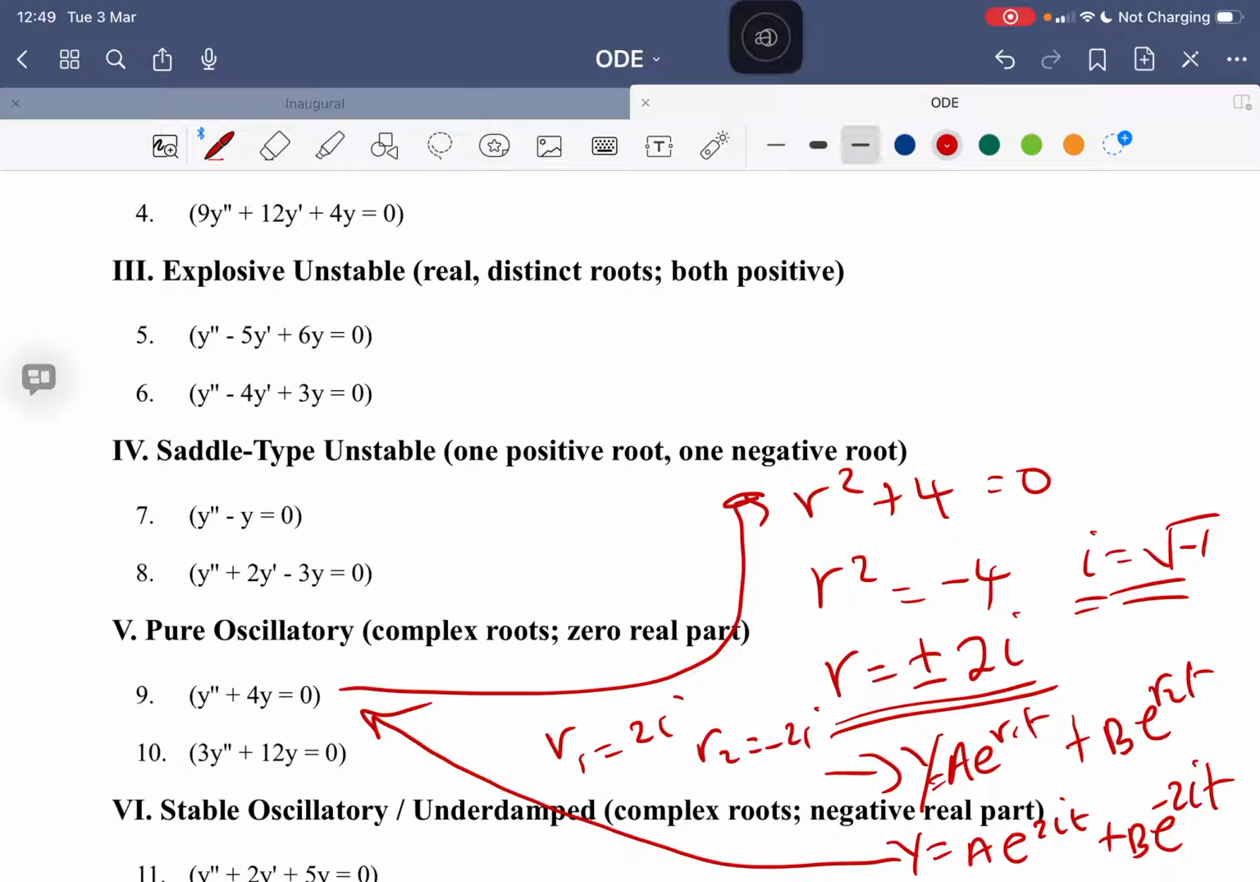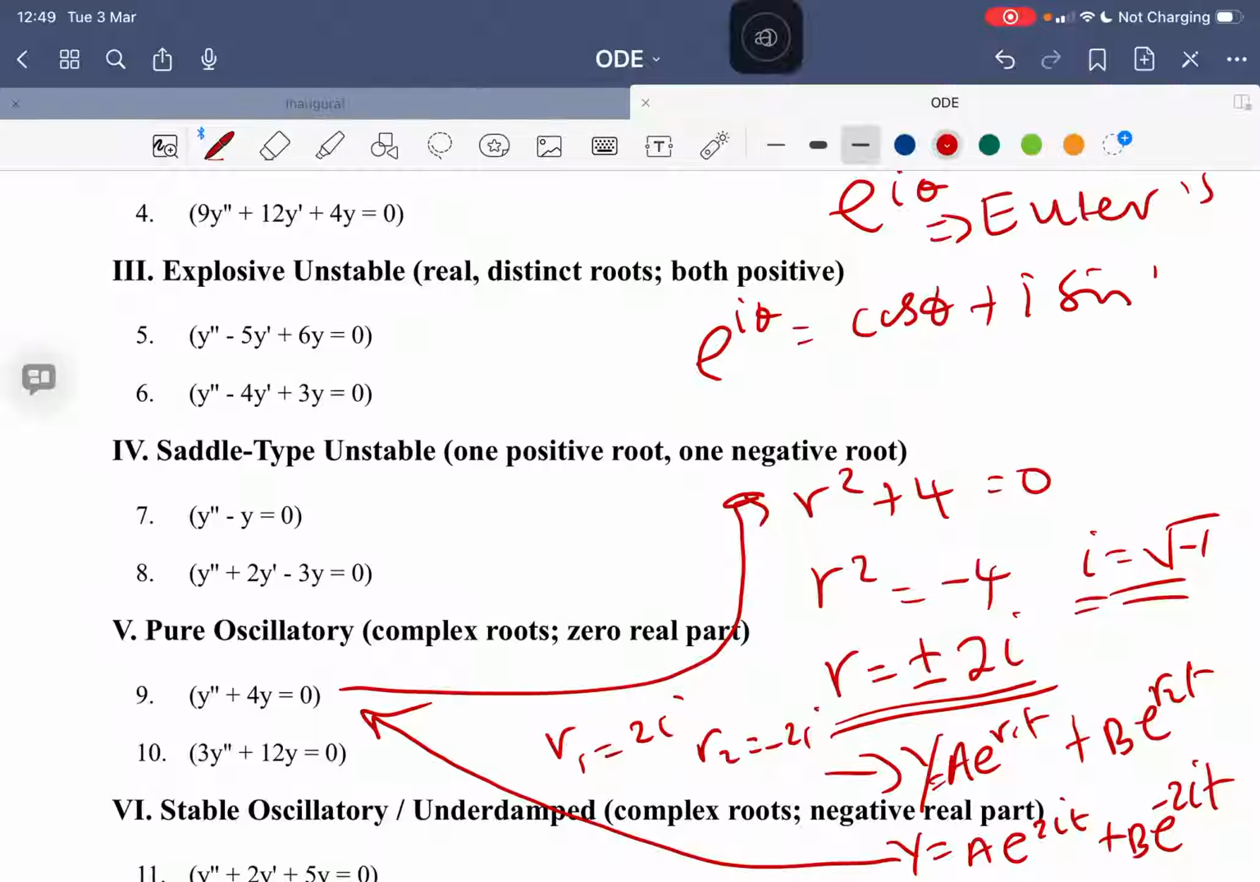However, anytime we have exponential i theta, we use Euler's formula, which says that exponential i theta is equivalent to cos theta plus i sin theta. So anytime our roots contain complex numbers, we can go ahead and substitute Euler's formula there. So let me illustrate how we can resolve this to cosine and sine.